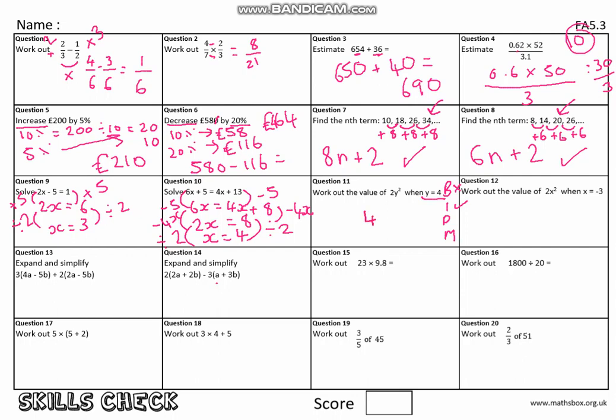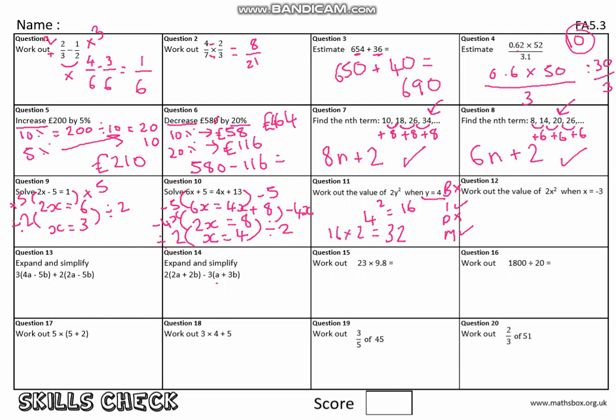So 4 is what y is, so we would do 4 squared first, and that would equal 16. So now I've done my indices, there's no division, but there is multiplication. So now I've got my 16, I've got to times it by 2. So I've got to do 16 times 2 equals 32, and that's our final answer for this one.